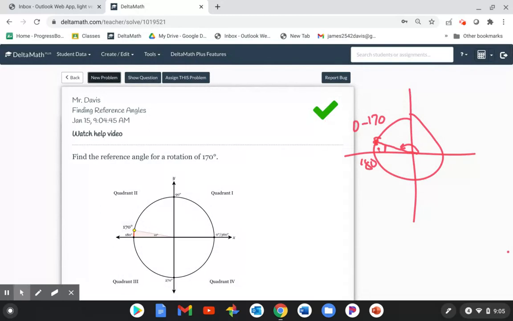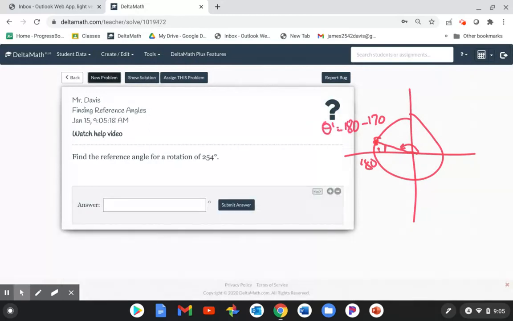Another thing, if you haven't noticed, is that your reference angle will always be between 0 and 90 degrees. So we'll say theta prime is always between 0 and 90 degrees. Always going to be between those two. Right? It always falls in there. If you get something like 103, you know that's not the right reference angle. It's always got to be between 0 and 90.